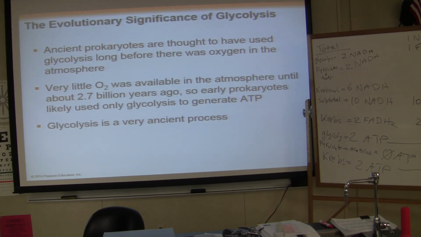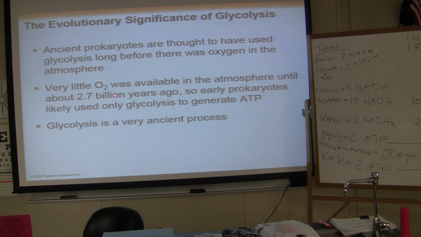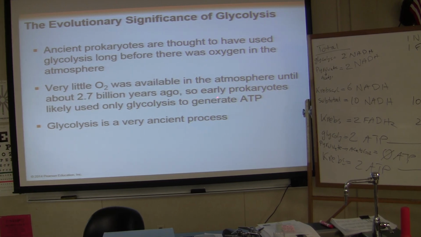Evolutionary significance of glycolysis. Let's read this together. Ancient prokaryotes are thought to have used glycolysis long before there was oxygen in the atmosphere. Very little oxygen was available in the atmosphere until about 2.5 billion years ago. So early eukaryotes likely used only glycolysis to generate ATP. Glycolysis is a very ancient process. Glycolysis came before the cellular respiration that we're talking about, the mitochondria.